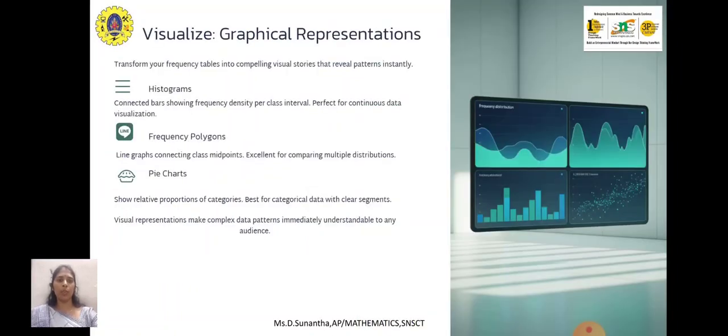Next is visualize graphical representation. Transform your frequency table into compelling visual stories that reveal patterns instantly. First one is histogram, second one is frequency polygon, third one is pie chart. So histograms are used for showcasing the perfect class interval frequencies. Next, polygons, this is a line graph connecting class midpoints. Next, pie chart, showing relative proportions of categories.